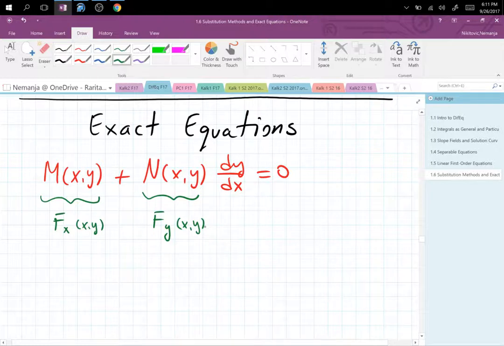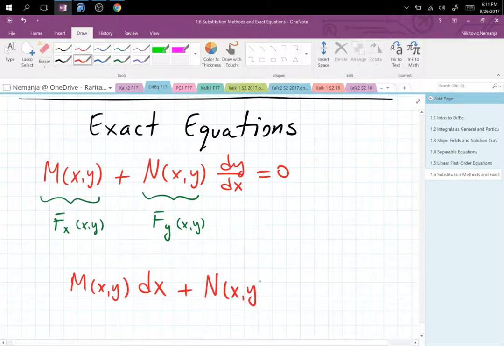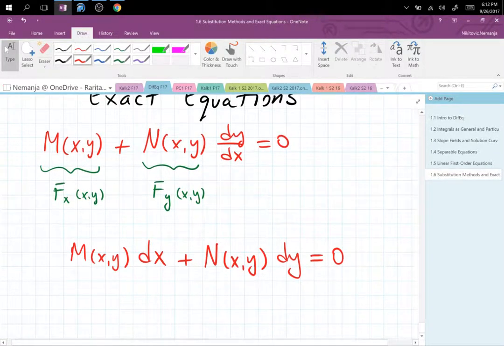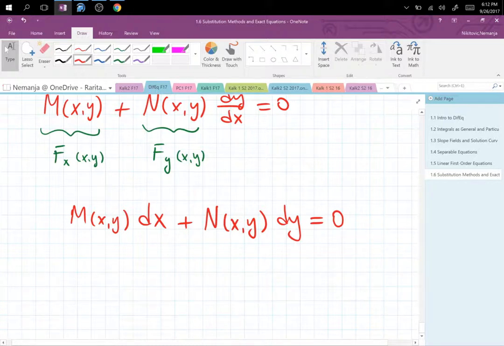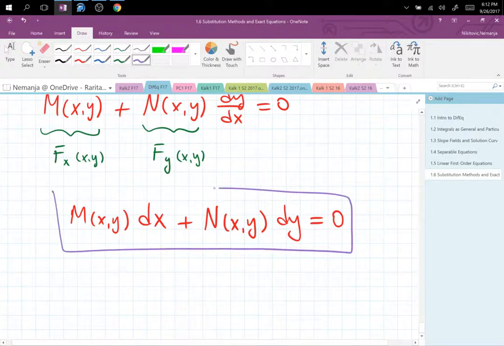So if you multiply through by dx, you get the form of these equations, and they're very easy to spot when they're written in this form. Very easy to spot. So let's take a look. So this is the form of exact equations.